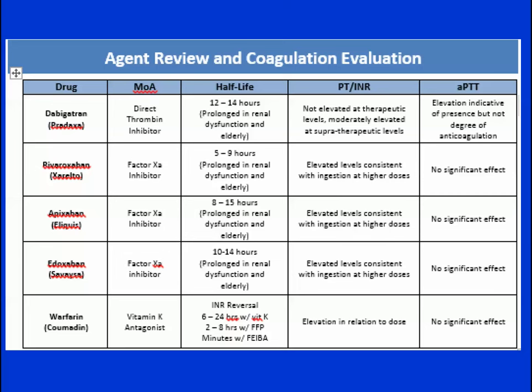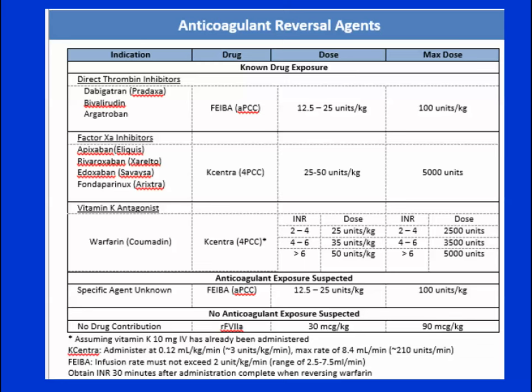This is a summary of coagulation evaluation in patients with these various drugs, and a summary of the reversal agents for these various drugs. You can see that for direct thrombin inhibitors, FEIBA is recommended. For the factor 10A inhibitors, Kcentra. For vitamin K antagonists, Kcentra.